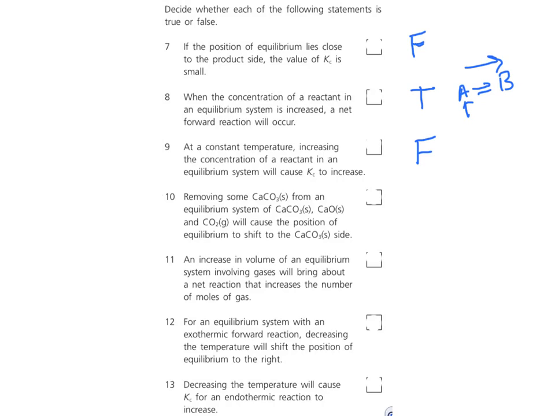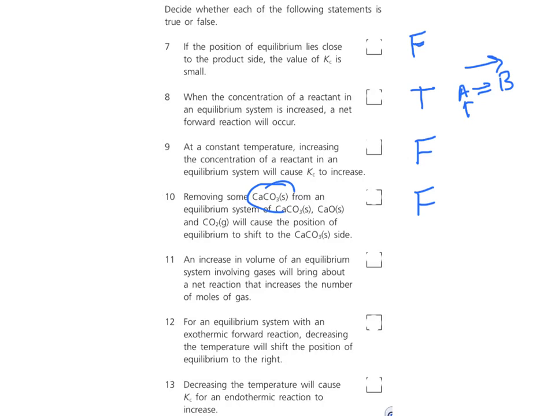Number 10, removing some calcium carbonate from an equilibrium system of calcium carbonate, calcium oxide, and CO2 causes a shift to the calcium carbonate side of the equilibrium. That's tempting. If you understand Le Chatelier's principle, you might have said true for this, but then you would have overlooked the fact that the calcium carbonate was solid. Solids do not cause shifts in equilibrium, so that's in fact a false statement.